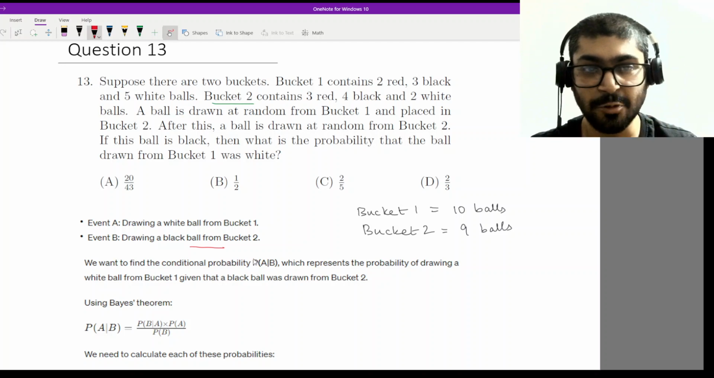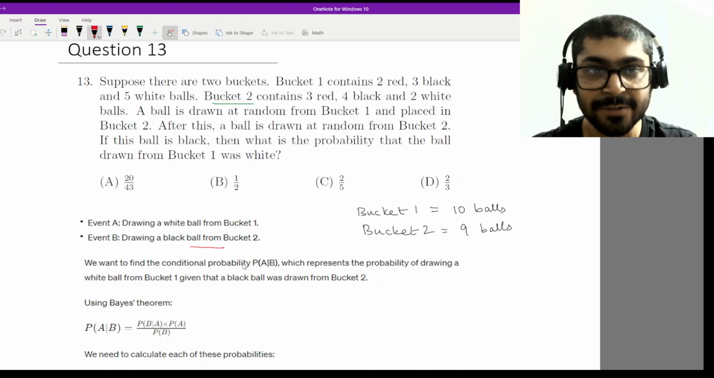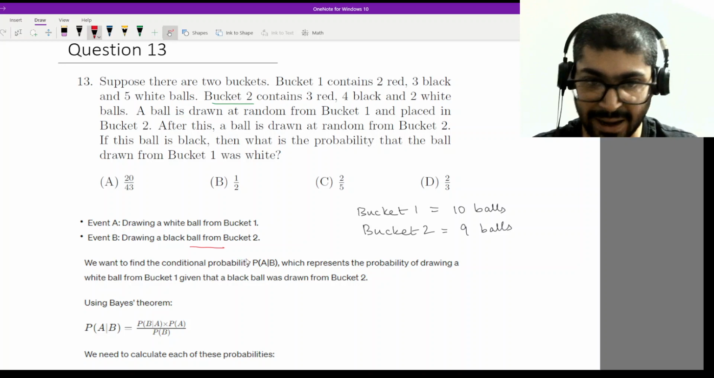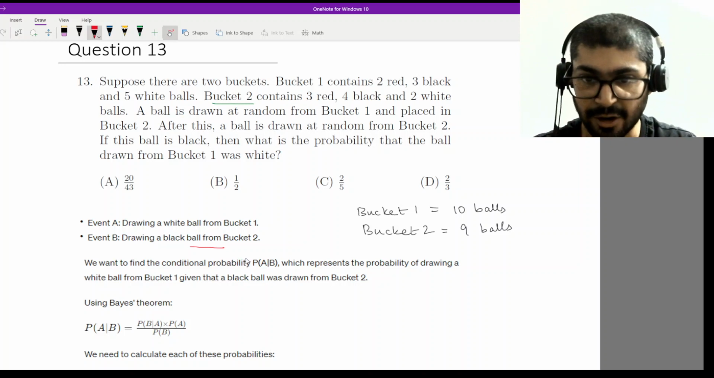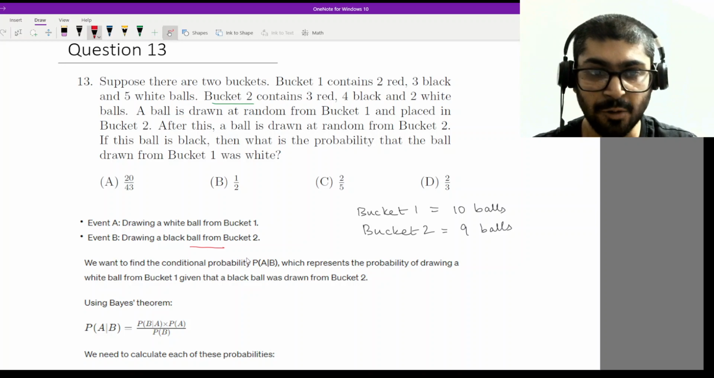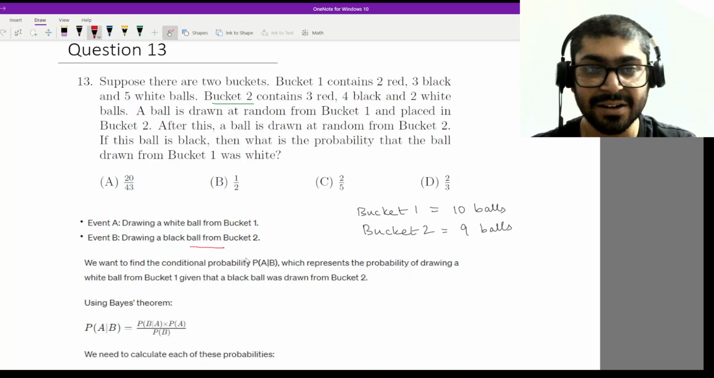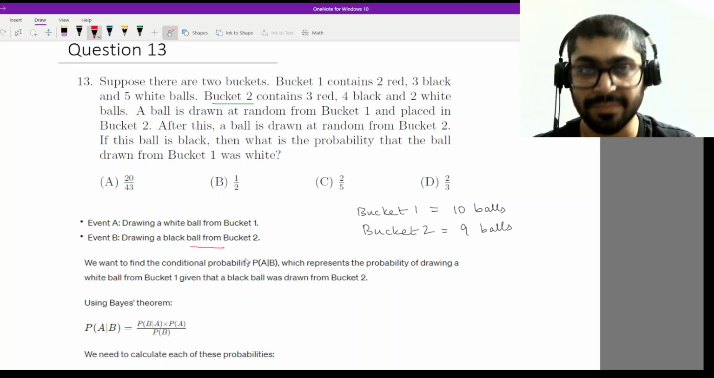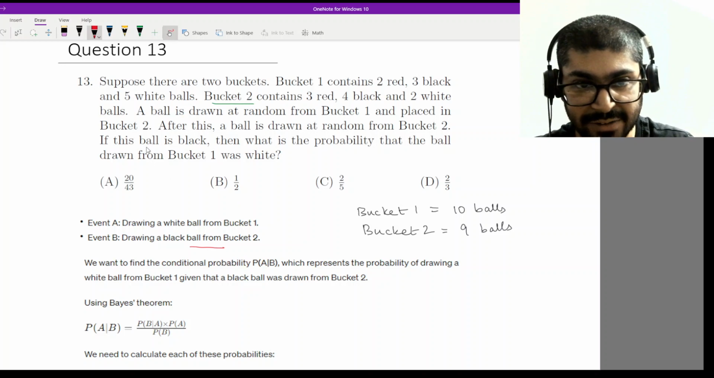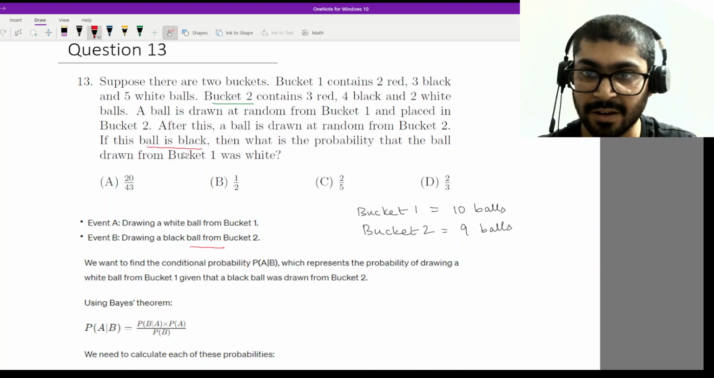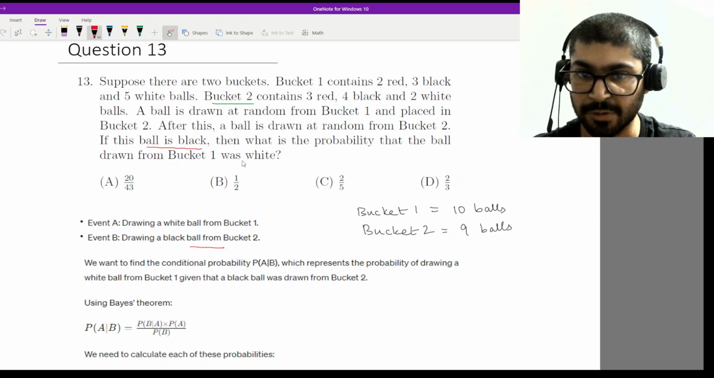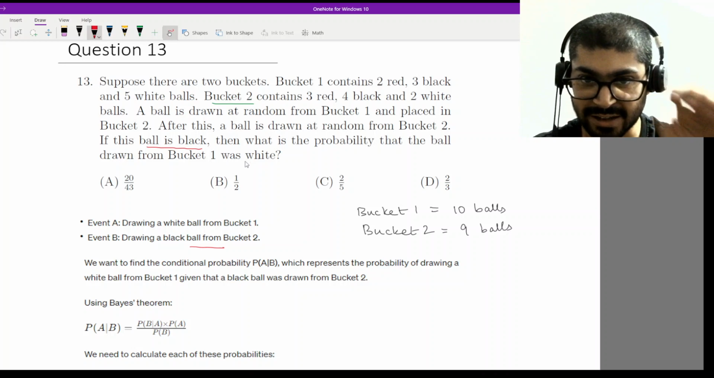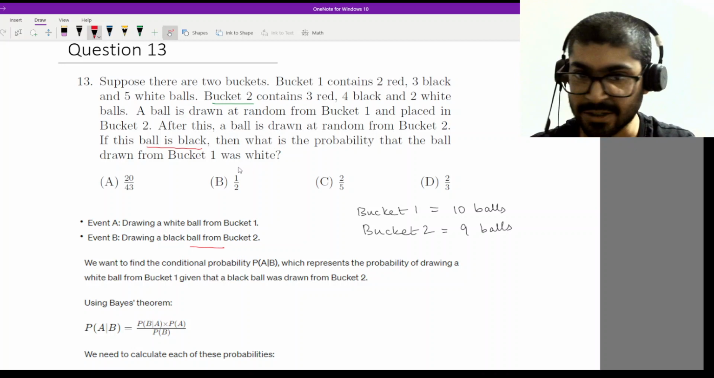So given that we had drawn a black ball from bucket 2, we have to find the conditional probability P(A given B), which represents the probability of drawing a white ball from bucket 1 given that a black ball was drawn from bucket 2. Because it is given here that this ball is black, that is the ball that was drawn from bucket 2. So please make sure that you translate the sum exactly to the assumptions that you have made.